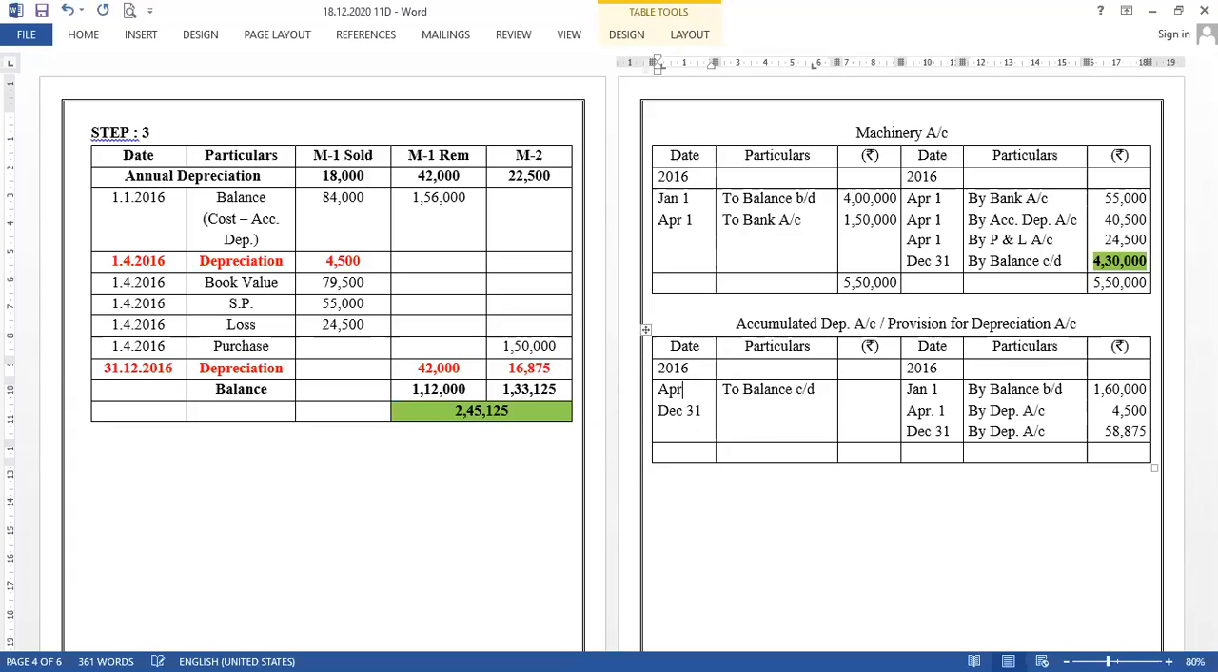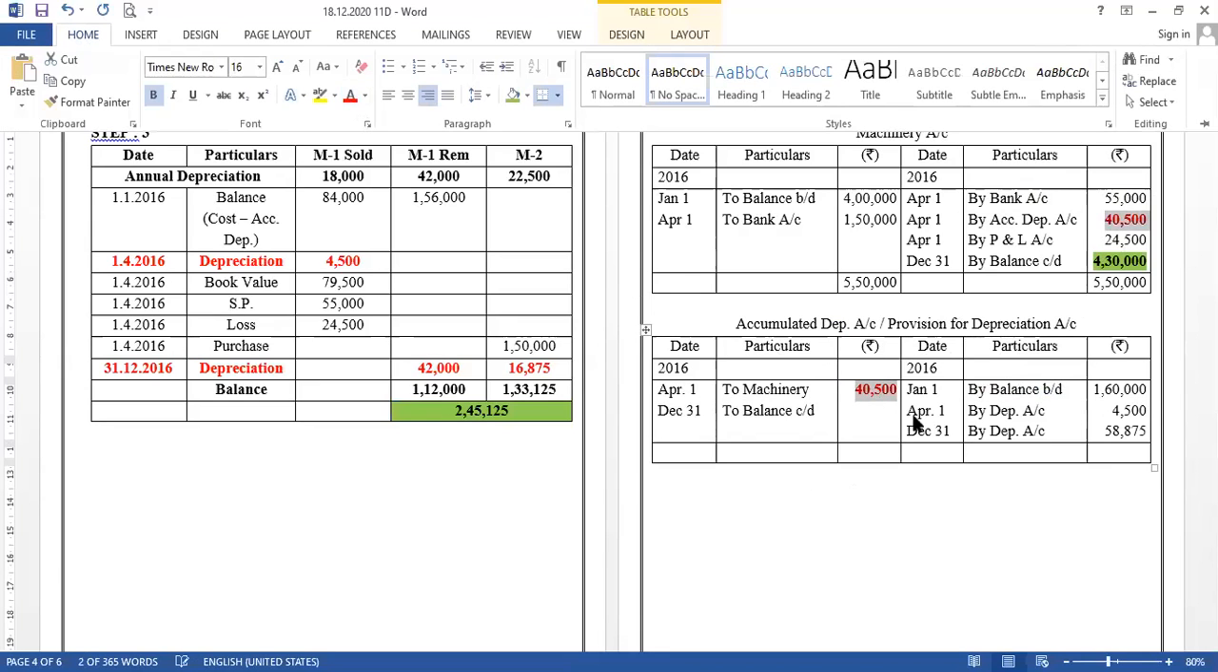ठीक है. But is this fine or I'm missing something over here? Okay, this is date April 1, the date of the sale. On this date of sale, I need to write over here to machinery account. Okay, so this is what actually students do make a mistake, right? To machinery account, and the amount over here will be similar to the total amount of depreciation. That is accumulated depreciation is 40,500 to 40,500. This has to be same. Okay, there is no doubt with this. Let me mark with red so that you remember this.